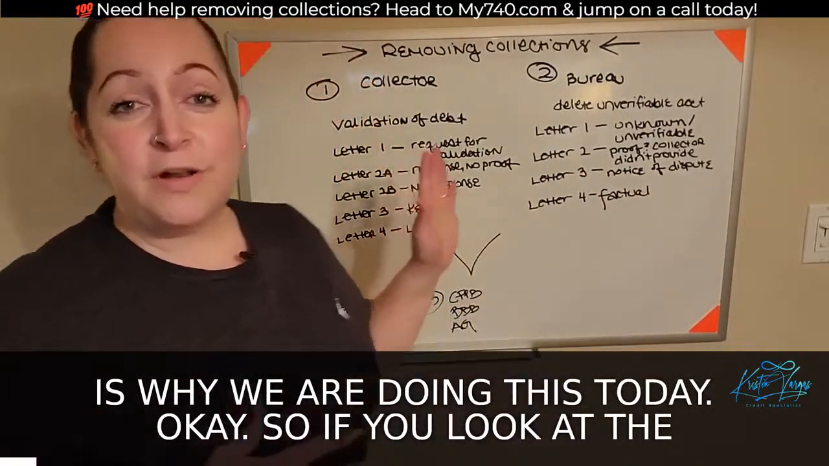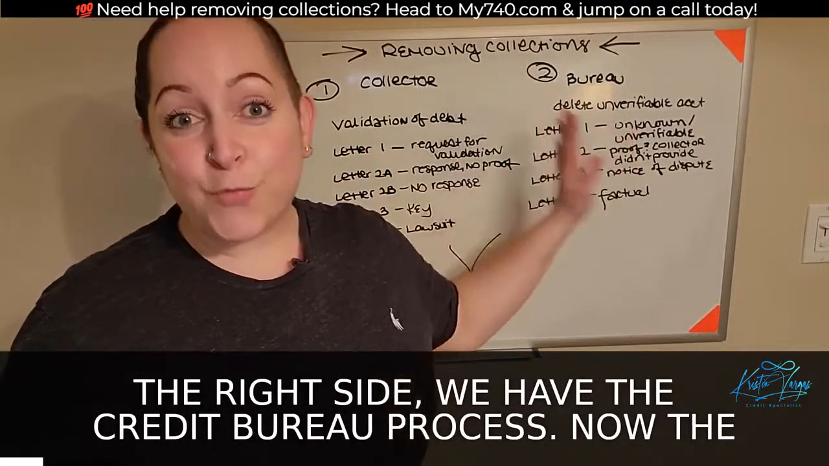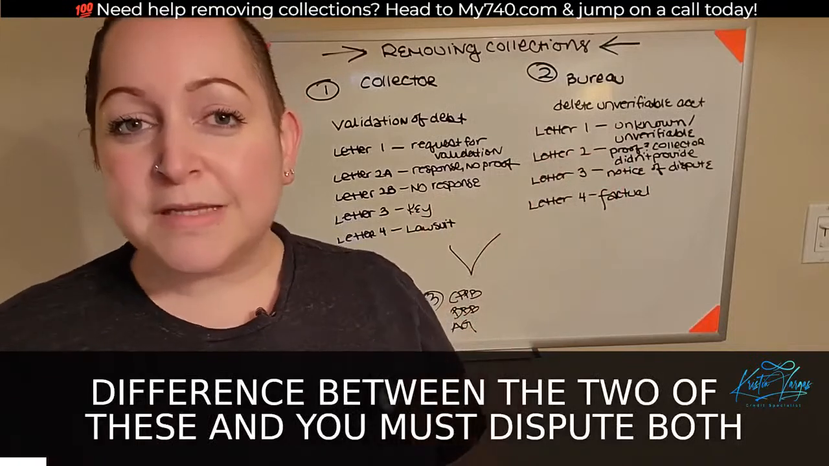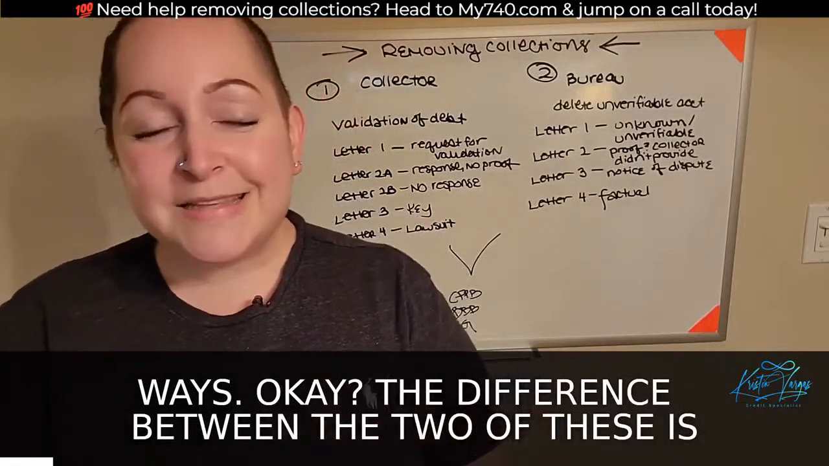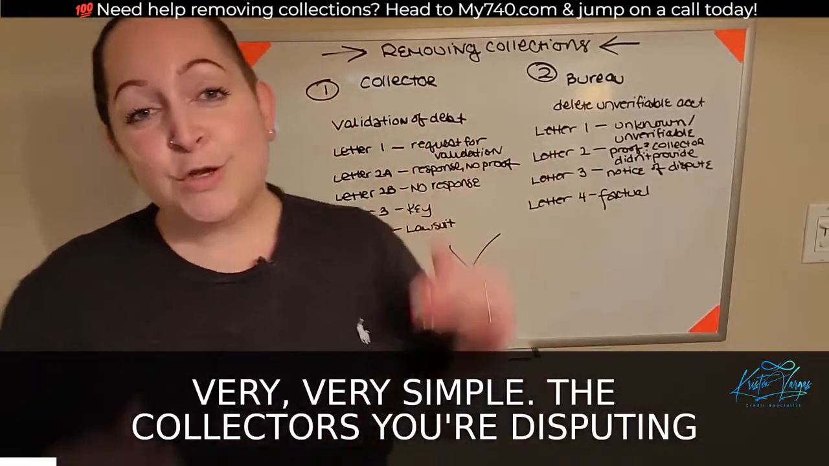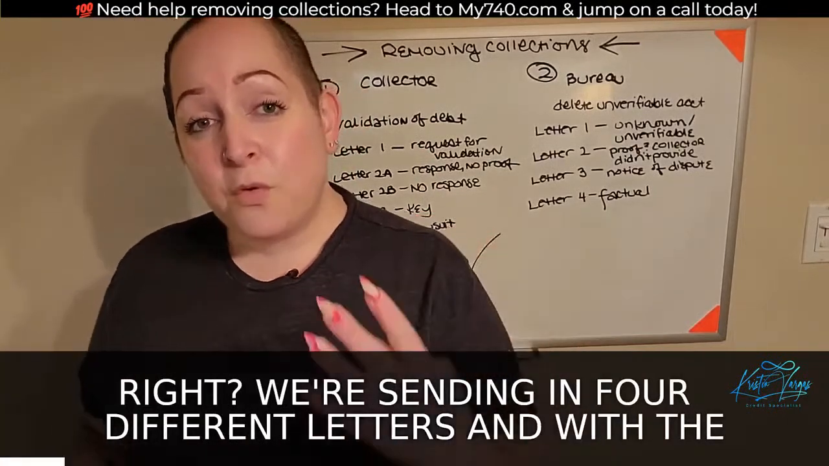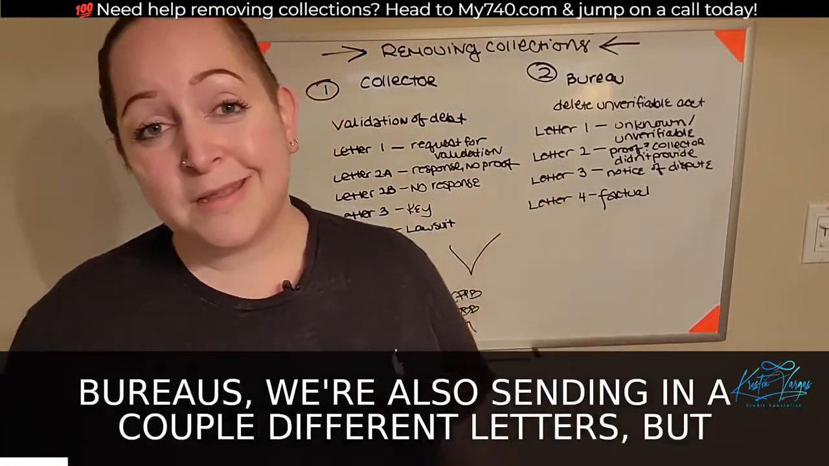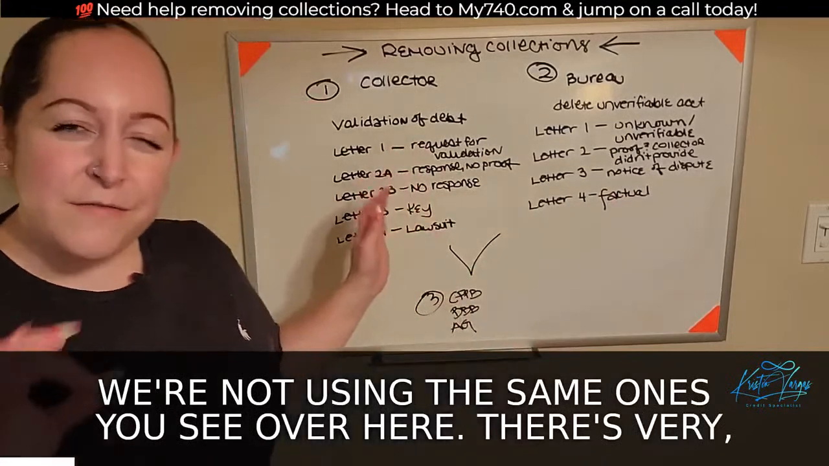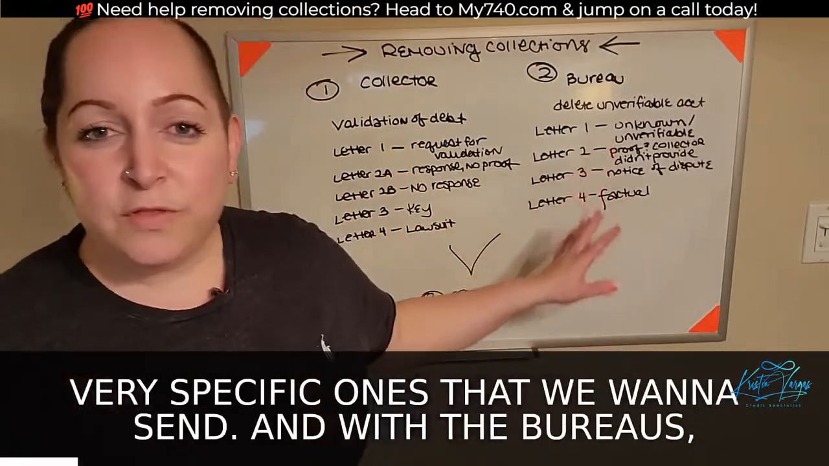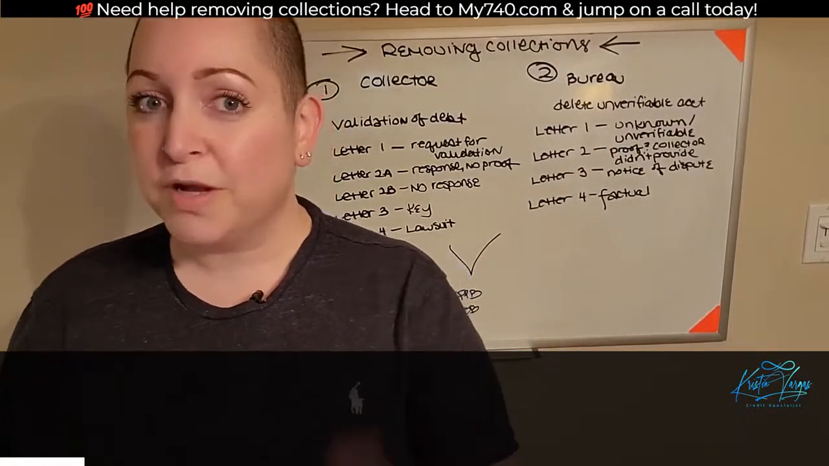Okay, so if you look at the board, on the left-hand side we have the collection process, and on the right side we have the credit bureau process. Now the difference between the two of these, and you must dispute both ways, okay? The difference is very, very simple. The collectors, you're disputing directly with them using the validation of debt method, right? We're sending in 4 different letters, and with the bureaus, we're also sending in a couple different letters, but we're not using the same ones. You see, over here, there's very, very specific ones that we want to send. And with the bureaus, we're writing factual as well as placing the burden of proof directly on them, right?